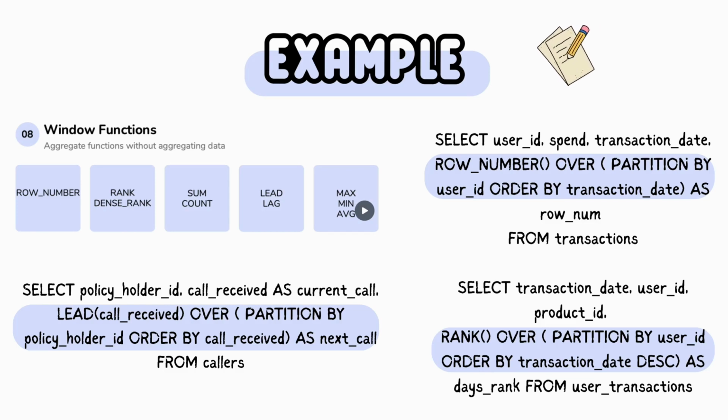But when it comes to window functions, they do not reduce rows on their own, unless and until you explicitly apply a filter to reduce the number of rows. Common window functions I have used in these SQL queries are row number, rank, dense rank. There is a difference between rank and dense rank. Also sum, count, lead, lag, max, min, average.